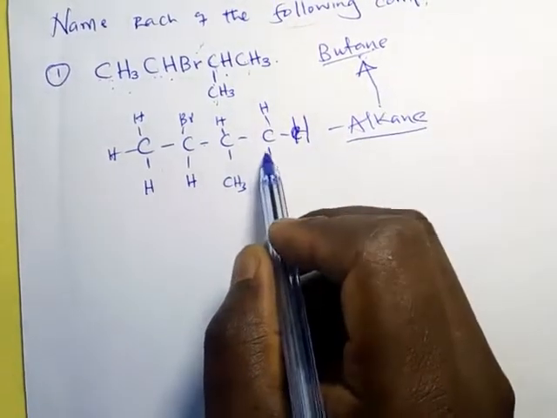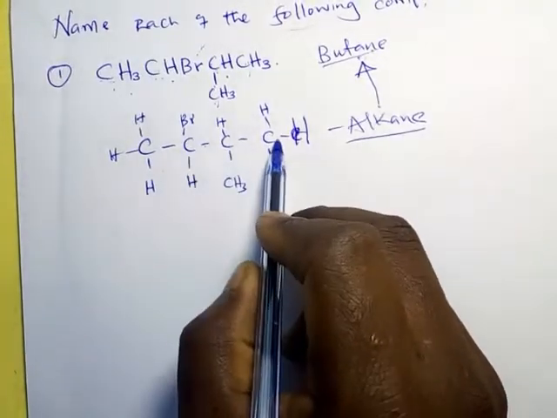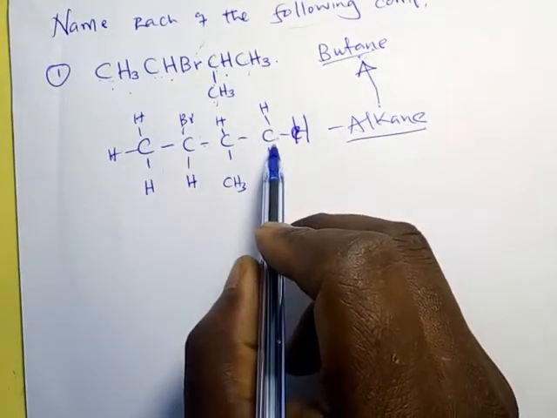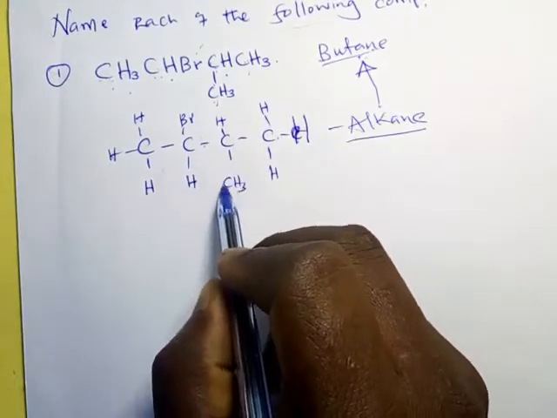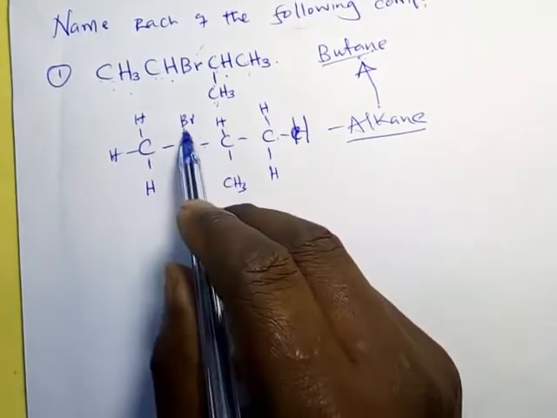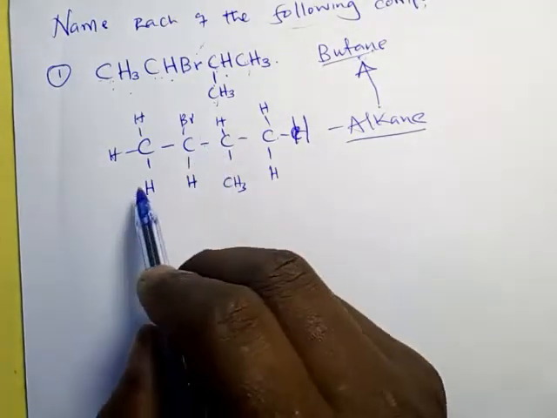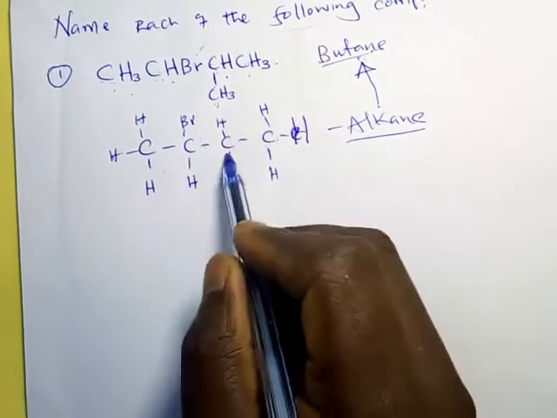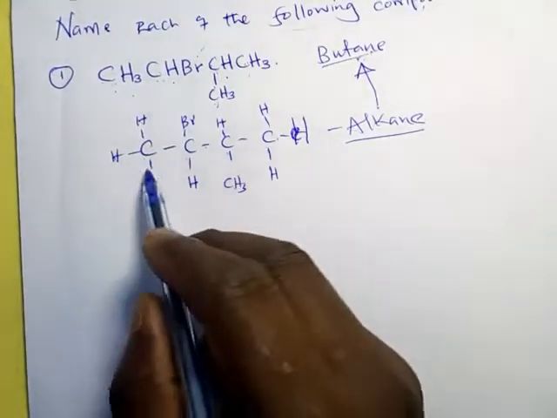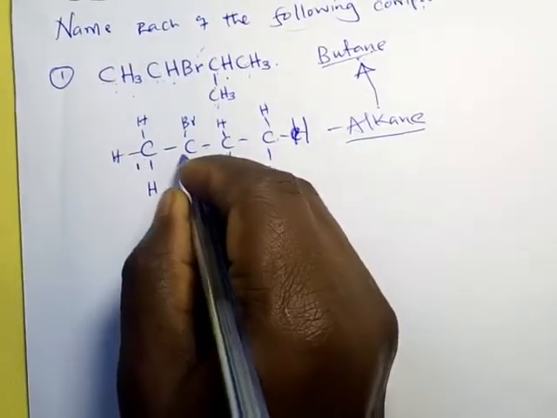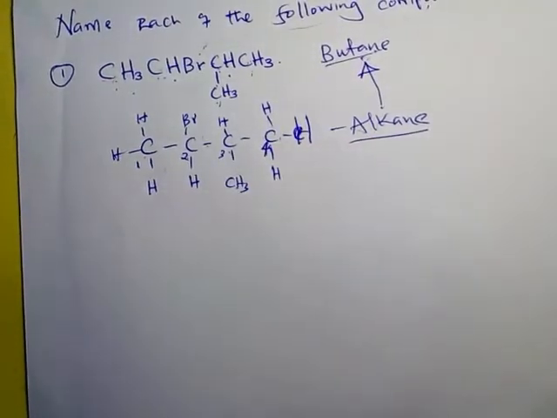Now, the next thing, we are going to number this longest carbon chain in such a way that we give the branches, which we call the substituents, the smallest numbering. Even if I go 1, 2, I will get the first branch, and this one will be the third. So I will number from either end: 1, 2, 3, 4. I have my numbering like that.